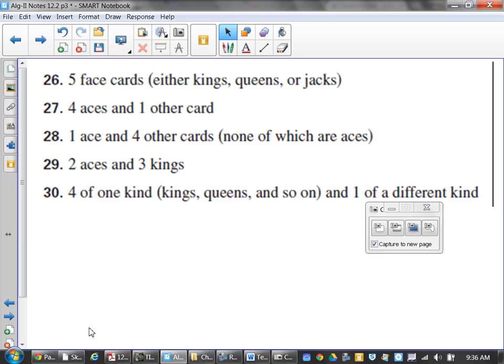Alright, so does that make sense there? You're just looking at how many cards in the deck are face cards. Of that, you need 5 of them, so how many combinations are there? 12 choose 5.